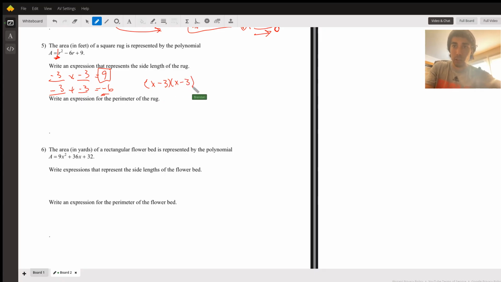And then for the perimeter, again, it's a square, so we could just multiply it by 4. 4 times x minus 3. Go ahead, distribute that 4, and you're going to get 4x minus 12 units.